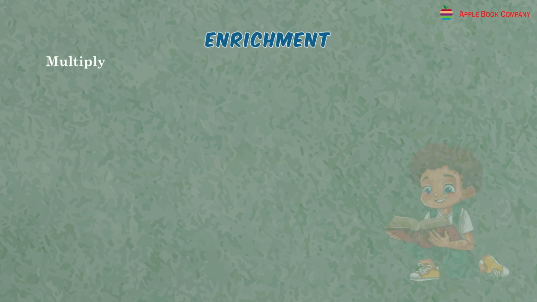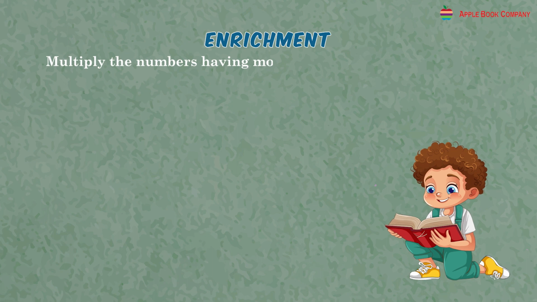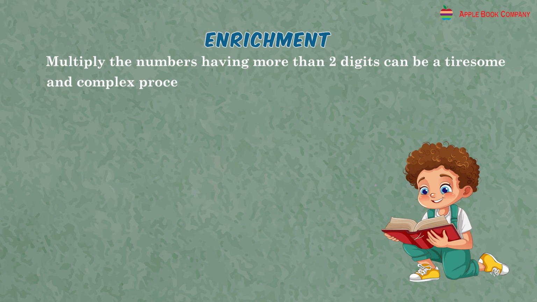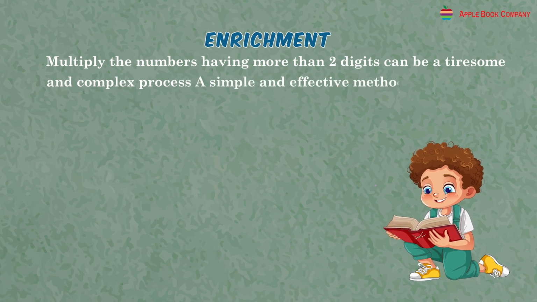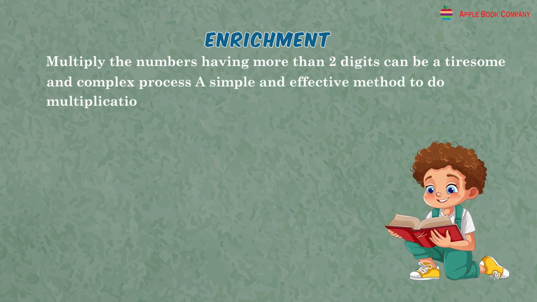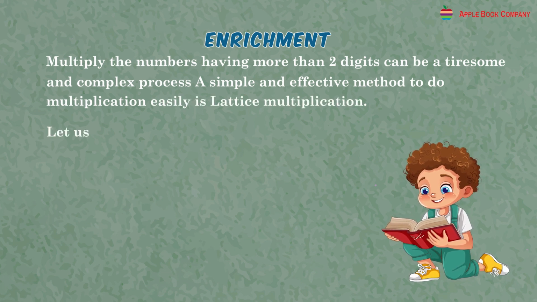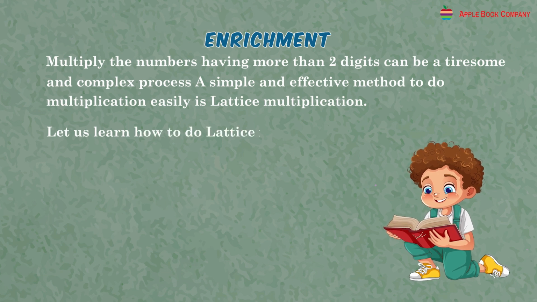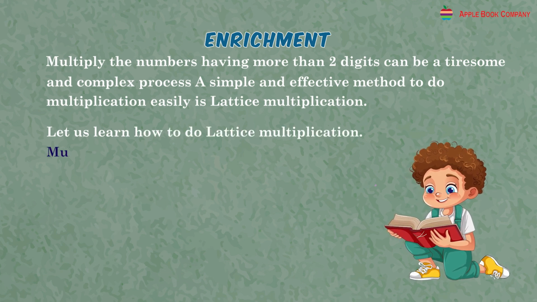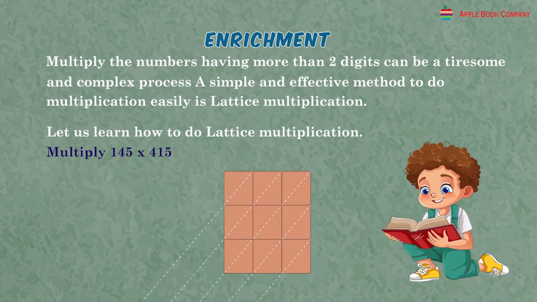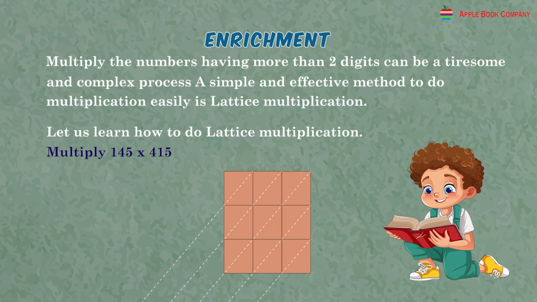Enrichment. Multiplying numbers having more than 2 digits can be a tiresome and complex process. A simple and effective method to do multiplication easily is lattice multiplication. Let us learn how to do lattice multiplication. Multiply 145 by 415. Step 1. Write the multiplicand on the top of the grid and multiplier on the side of the grid.